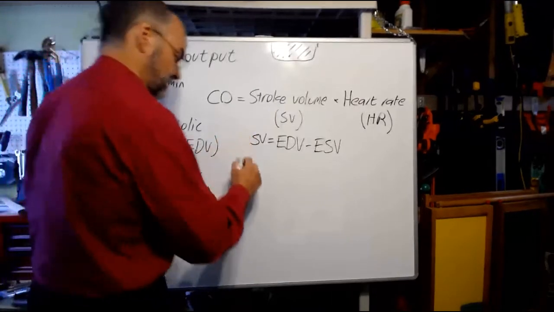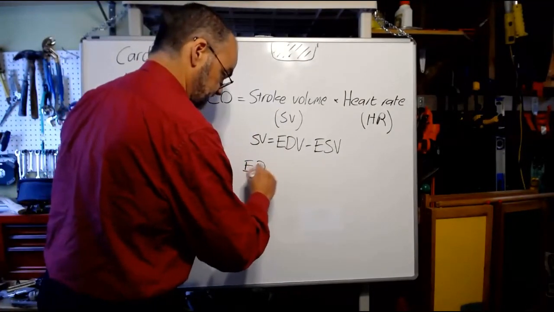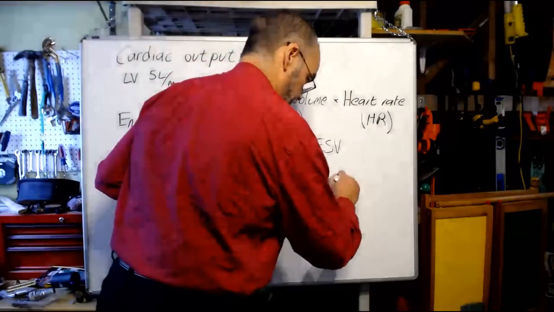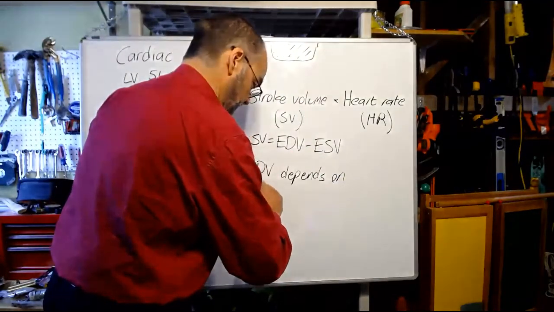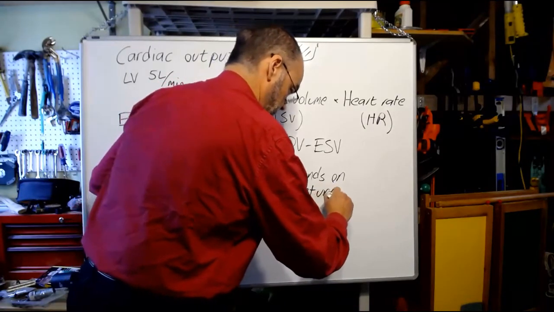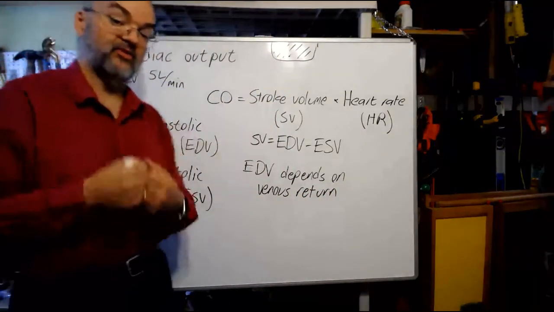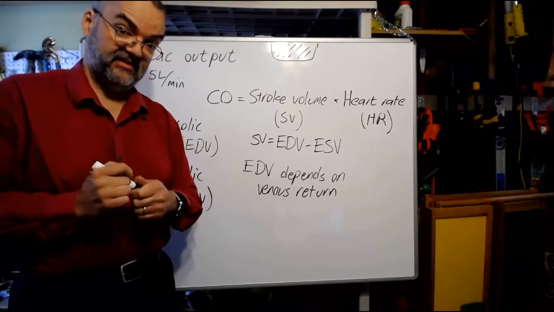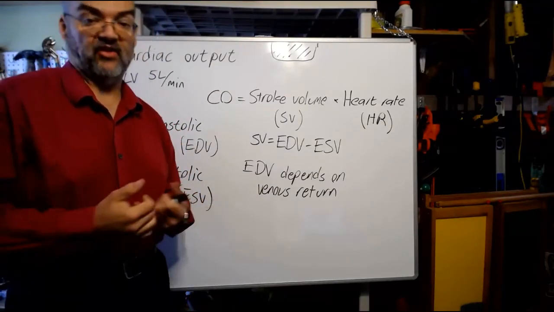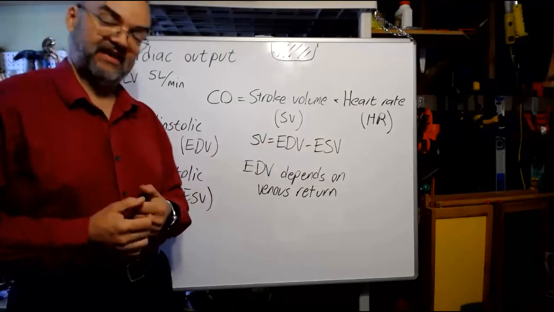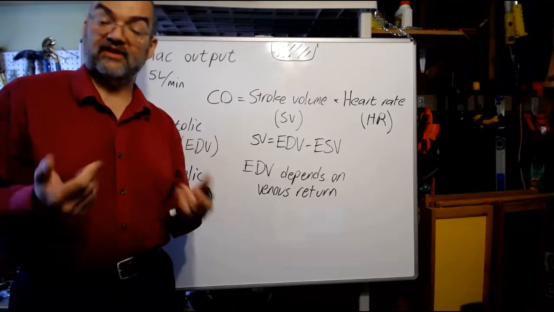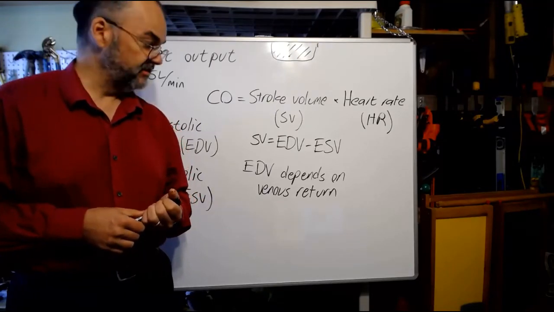End diastolic volume depends primarily on venous return. How much blood is getting back to the heart from the veins? So if my blood tends to pool in my veins, if it's not coming back to the heart well, that decreases my end diastolic volume, the amount of blood the ventricles have to pump. Thus, it will decrease my cardiac output.